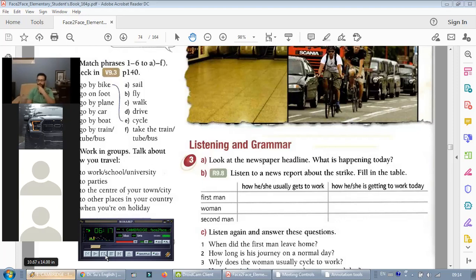Well, good luck. And here's someone on a bike. Hello, madam. Are you going to work? Yes, I am. Do you cycle to work every day? Yes, I do. It's cheaper than the tube. And how long is your journey usually? It's about half an hour, but it's taking longer today, of course, because of all the traffic. Thanks.